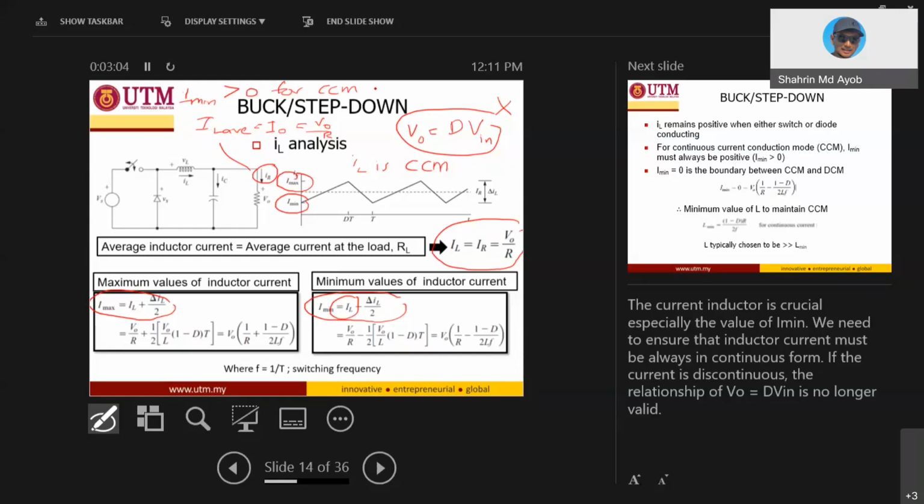You don't need to actually memorize these equations. As you can see, they are very long. I prefer not to memorize these equations. What you need to do is to know what is I max. So I max is IL average plus delta IL over 2, and I min is IL average minus delta IL over 2. That is the only thing that you need to know.